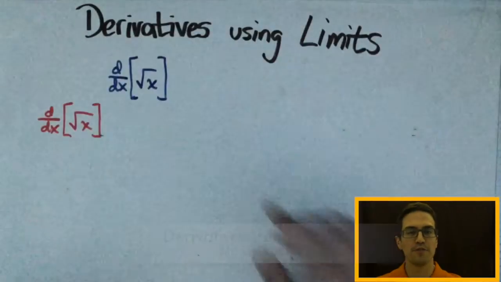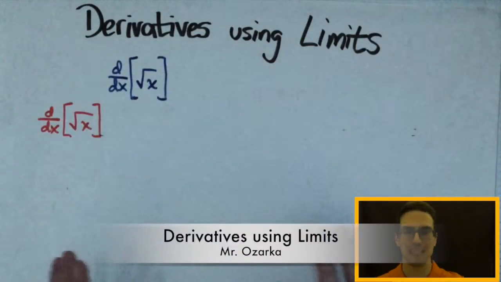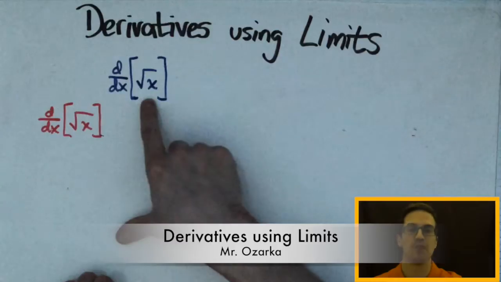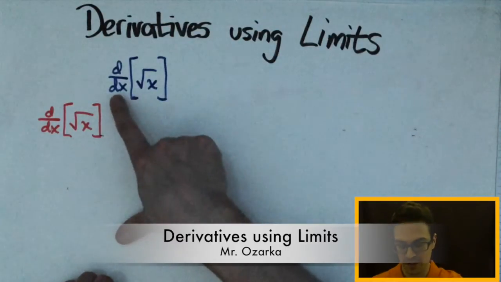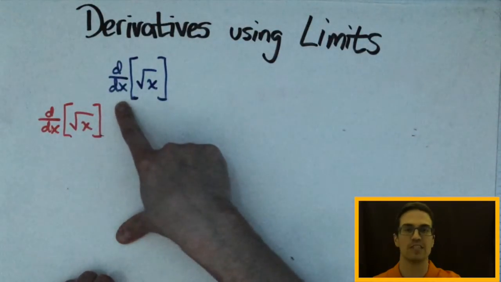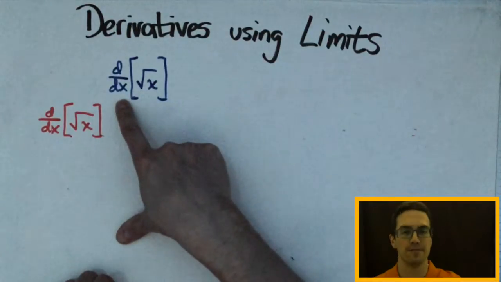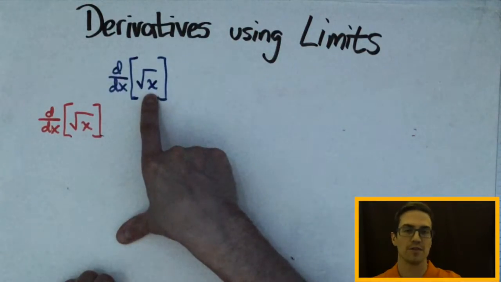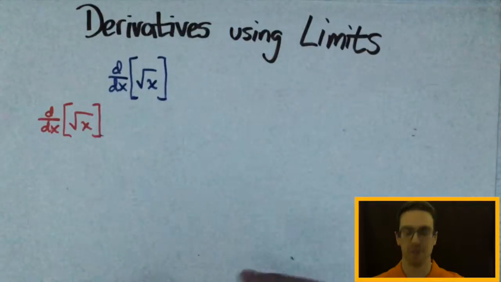All right, so this is going to be another video about finding derivatives using limits, only this time our function is going to be the square root of x. So basically it's saying differentiate, d over dx means differentiate, so find the derivative of the square root of x. That's what differentiate means, find the derivative. So that's what we're going to do.